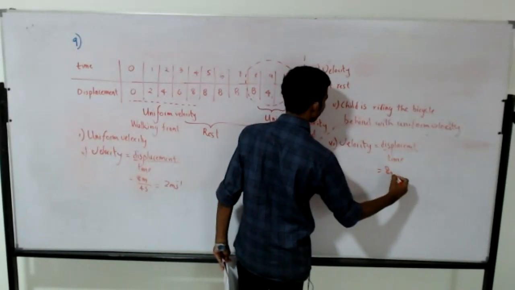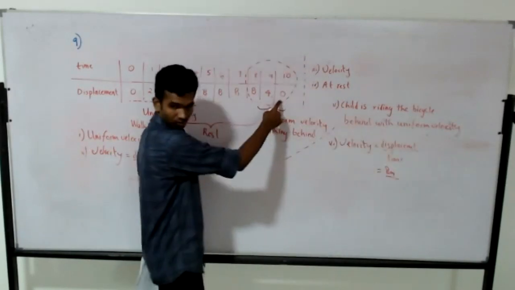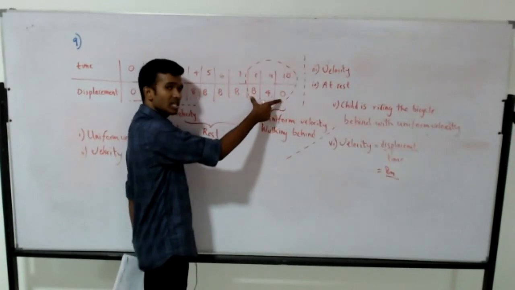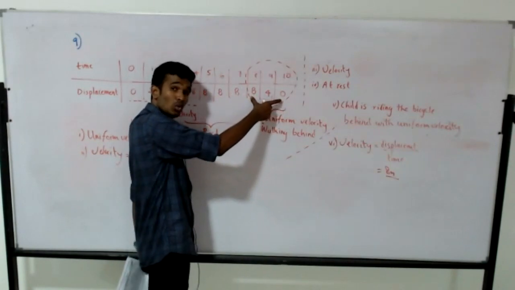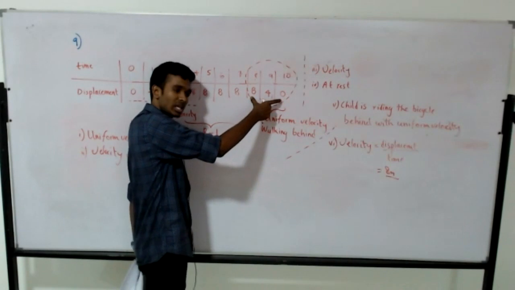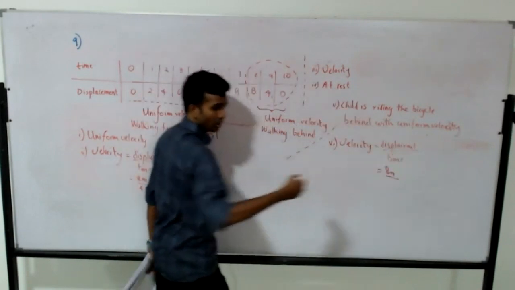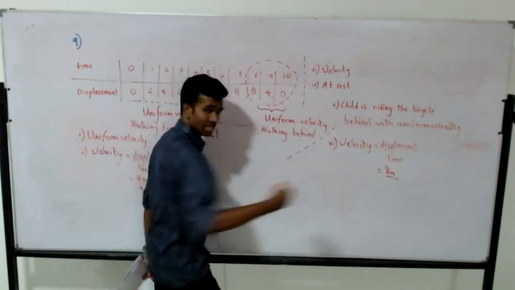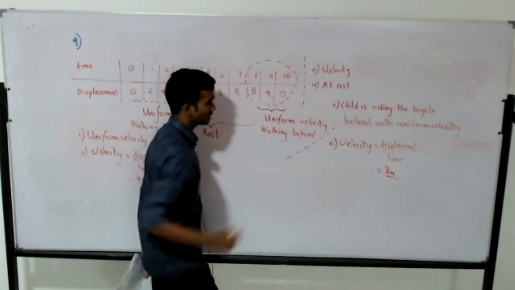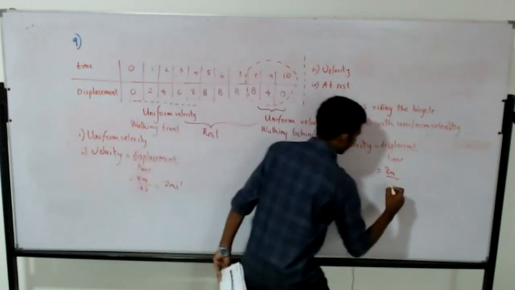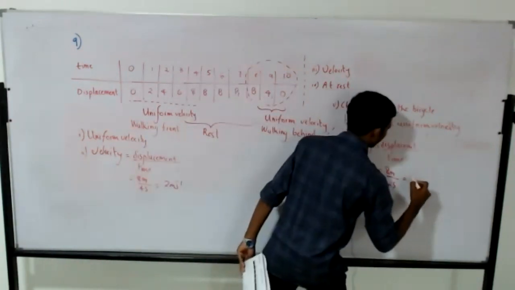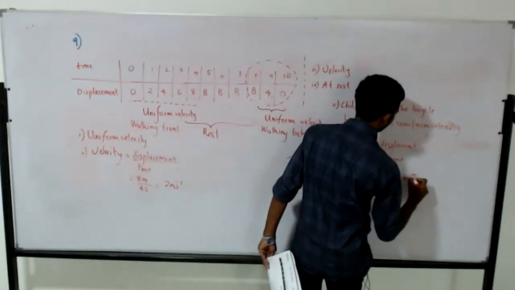Some students take it as 0, that's wrong, because we will have to consider both of these last 2 seconds. Initially he is 8 meters in front. Now he is at 0. That means his displacement is 8 meters in last 2 seconds. So time is 2 seconds. What's the velocity? 4 m s to the power minus 1.